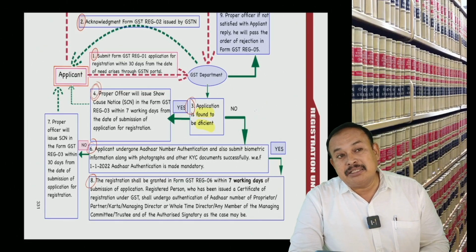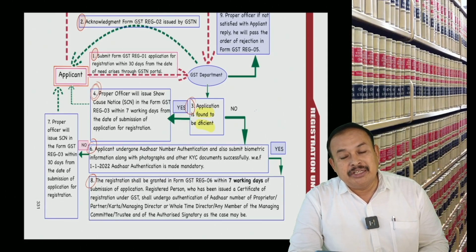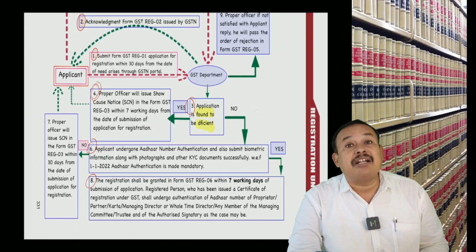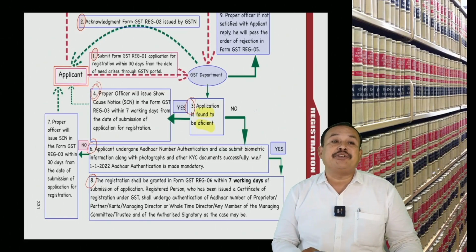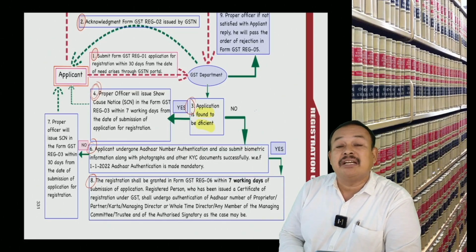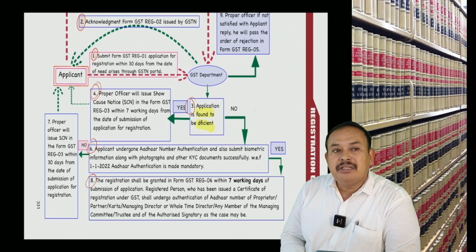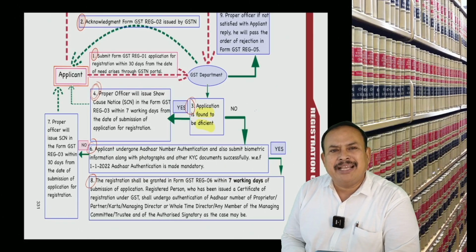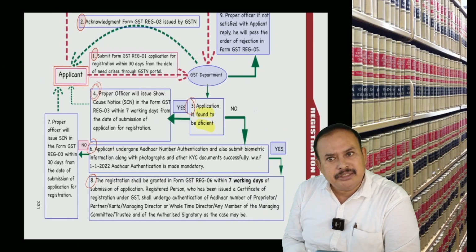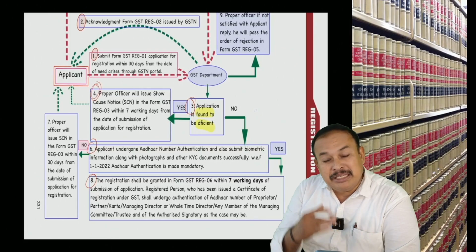In that case, the time limit to issue show cause notice is not within 7 working days from the date of receipt of the application for registration. It is 30 days from the date of receipt of the application. Time limit to issue notice is 30 days. Department issues notice, hey Mr. Applicant, you have not undergone Aadhaar authentication. We want Aadhaar authentication or we want to come for physical verification. Please reply.